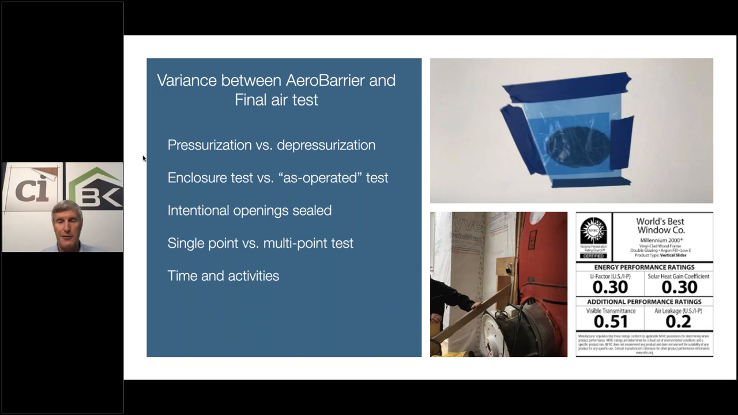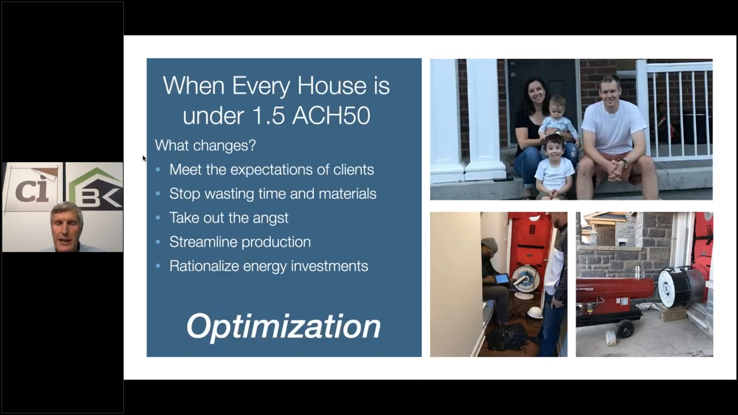That is, other things may have happened. We might have done the AeroBarrier test just after drywall. You're doing the finish test or the final test. Who knows what might have happened in the meantime. So don't be discouraged by a variance in those air test results. But here's the real point. The rest of the presentation is really about, what if you knew that every house was under 1.5 air changes? Wouldn't that be cool?